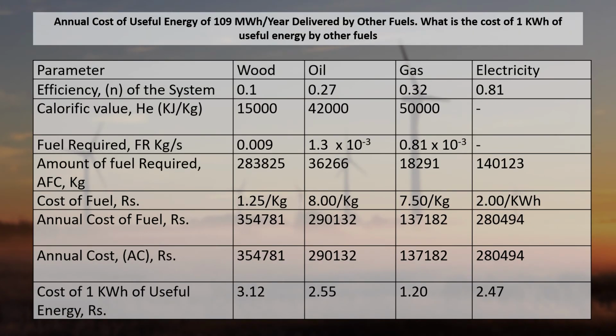The result is 354781. In case of the oil, it is 290132. In case of the gas, the result is 137182. In case of electricity, 280494 rupees.